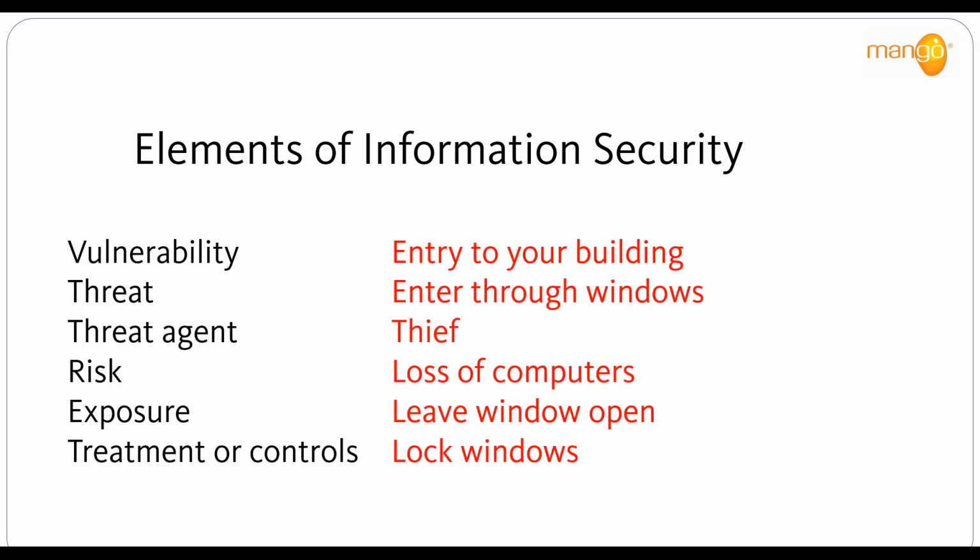So for example, you're vulnerable to entry to your building. The threat is someone could enter through your windows, and the agent is a thief, and the risk is loss of the computer. They could walk out with your computers or your laptops or your hard drives or servers, whatever it is. And the exposure is you leave a window open, so there's the opportunity for them to get in. But what treatment or controls do you have in place for that? Well, we lock the windows. So you've got to have this sort of thinking for each of your information assets.